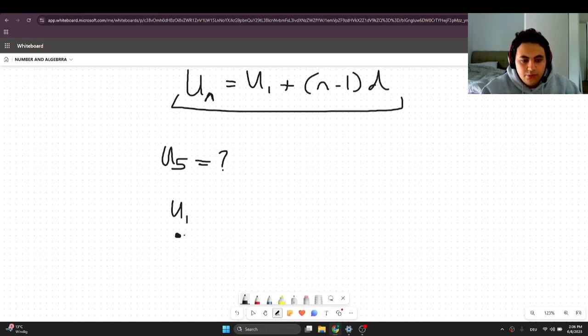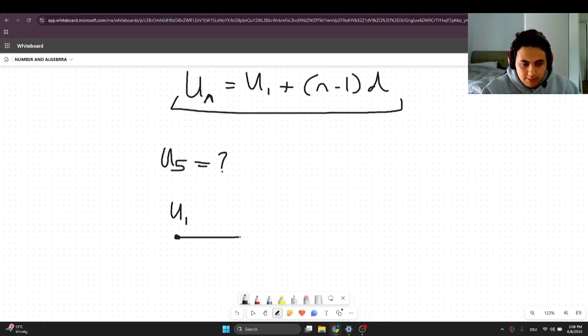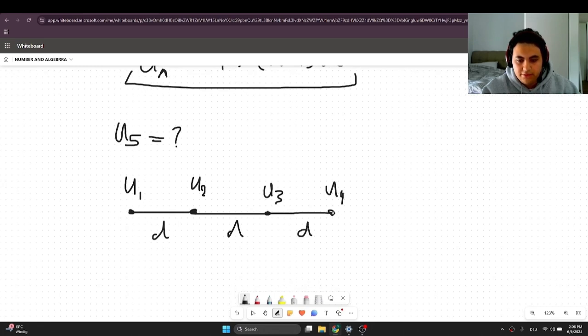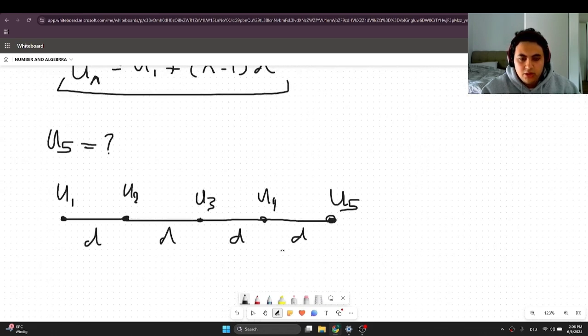Now, to get to u5, you need to do what? You need to move one common difference, right? So this is a common difference d. So that's u2. Then you move again, you now are at the third term, again a common difference. And then you move one more time, so it's going to be u4, again a common difference. And then finally, you get to u5, another common difference. So you started at u1, and you had 1, 2, 3, 4.